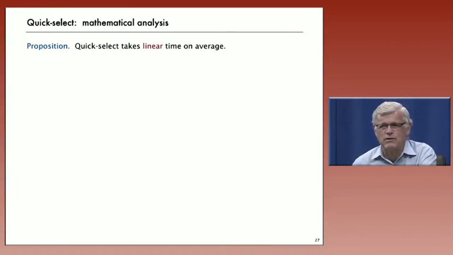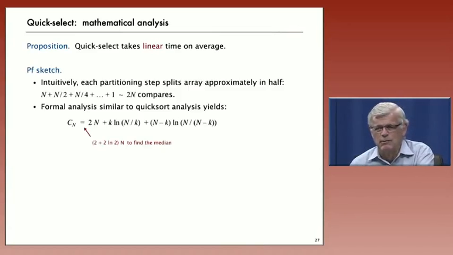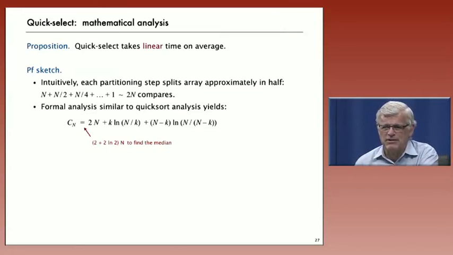And the fact is that quickselect, this method, takes linear time on the average. We won't give the full proof. It's actually quite a bit more complicated than the one just done for quicksort. But intuitively, we can see kind of what happens. Each partitioning step maybe splits the array approximately in half. So that means if it did exactly half, you'd have n plus n over 2 plus n over 4 and so forth, which adds up to about 2n compares, so linear cost. It actually doesn't cut it in half exactly each time, only on average.